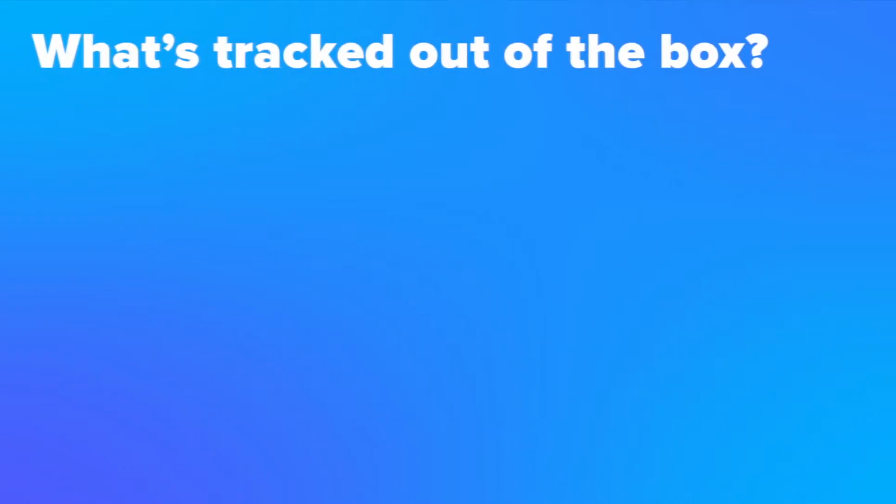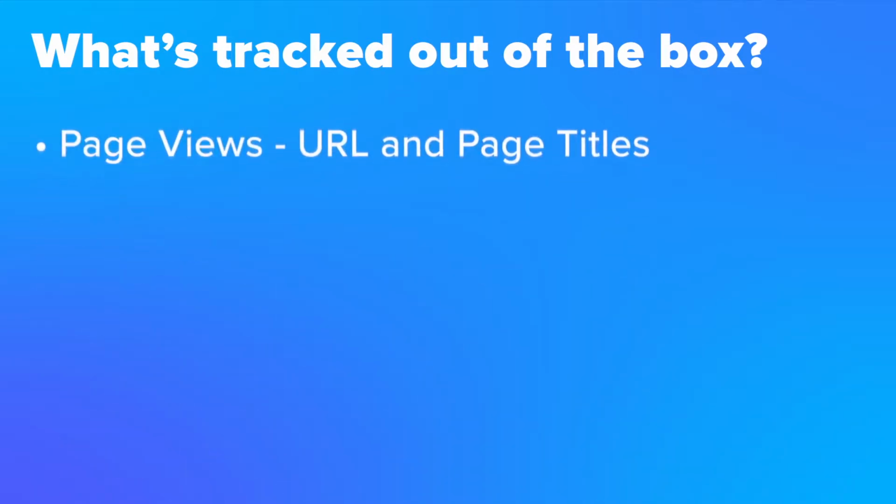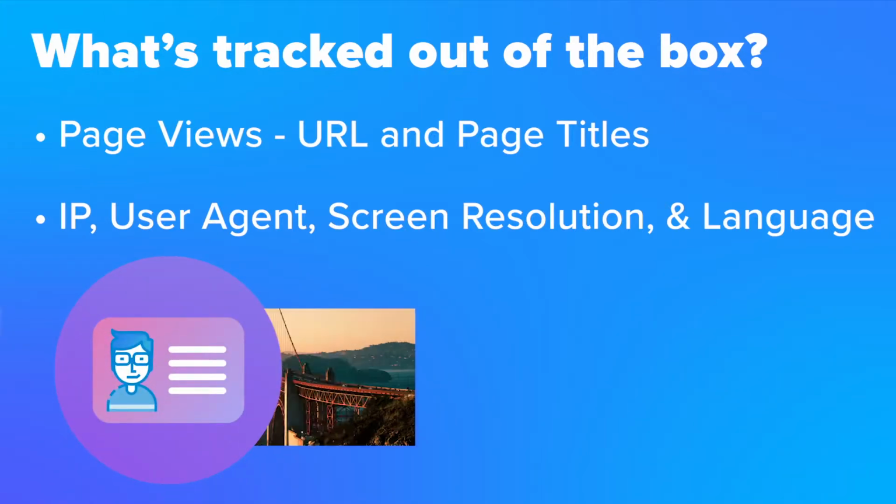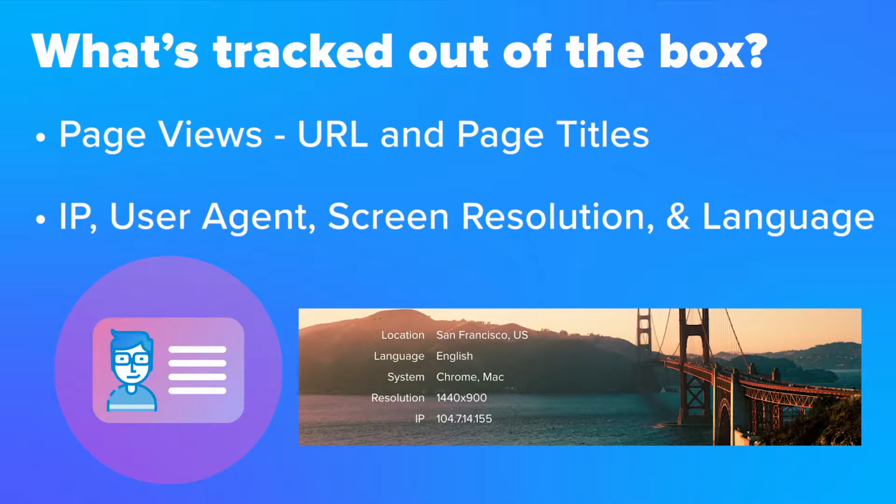So what's tracked out of the box? Taking our basic snippet without any modifications, our snippet will track page views and basic visitor information. This is info like page title, URL, IP, user agent, screen resolution, and language. What this translates to is where this user is from, such as country or region, what browser this user is using, what operating system, and the device type.